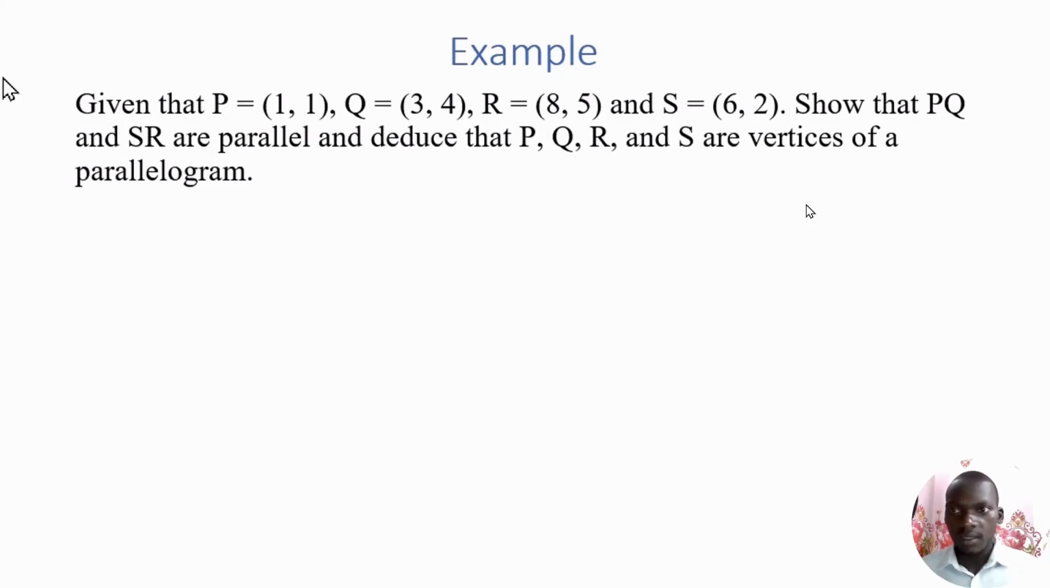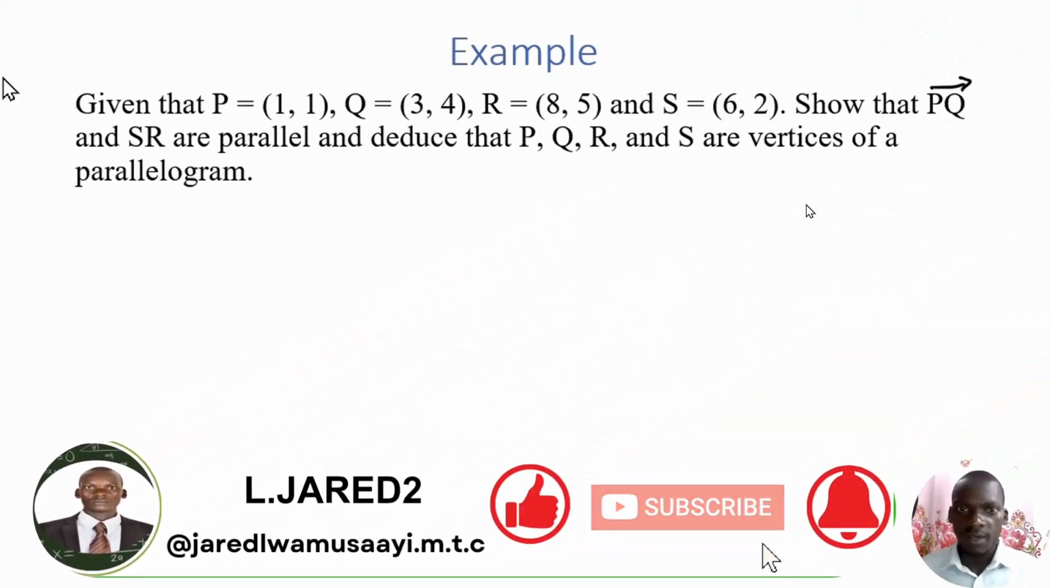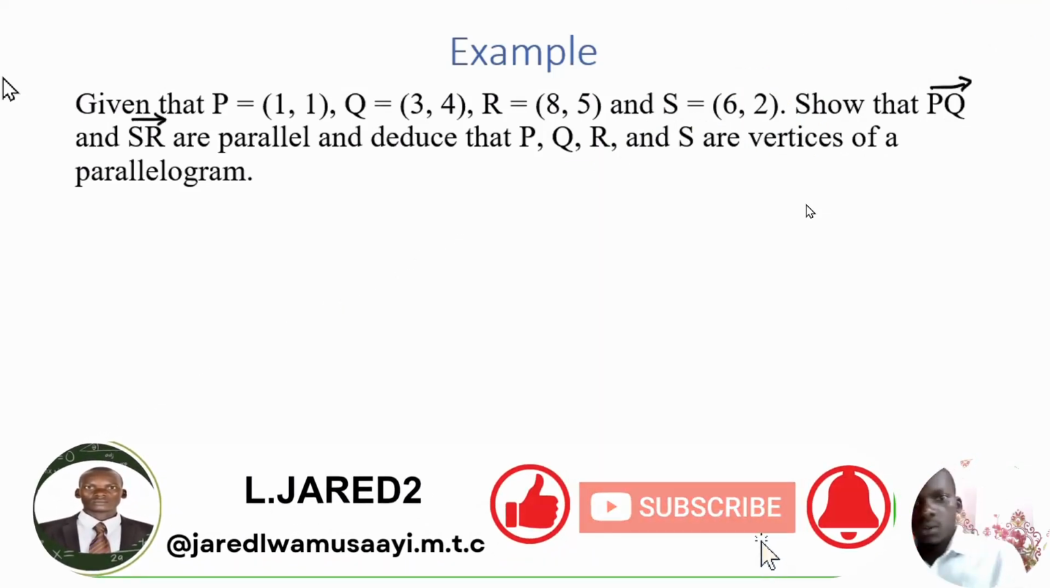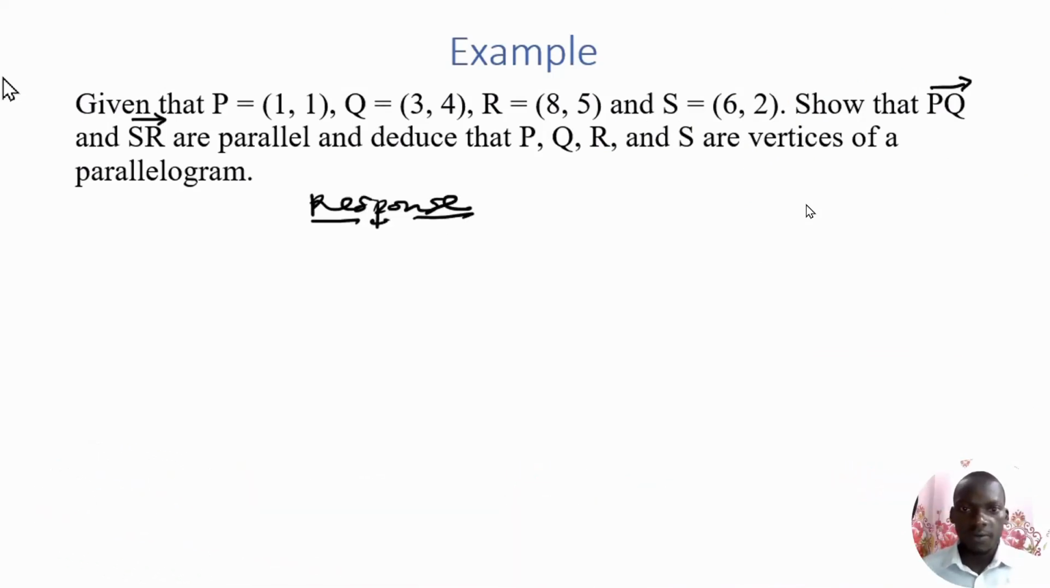But before that, this is a vector. So they are asking us to show that the vector PQ and vector SR are parallel. So what we are going to do is have the response here, well written, and let's follow together. We are having our point P, which is (1,1).